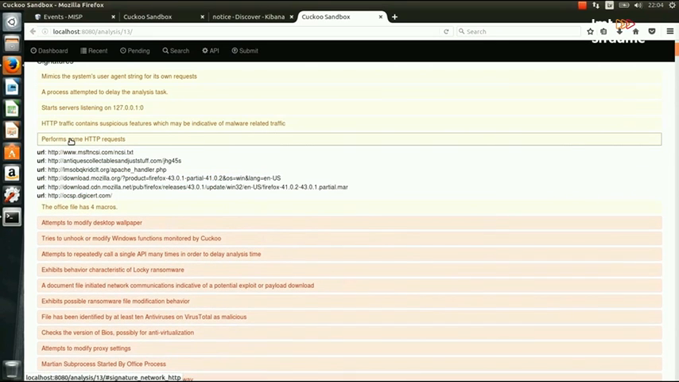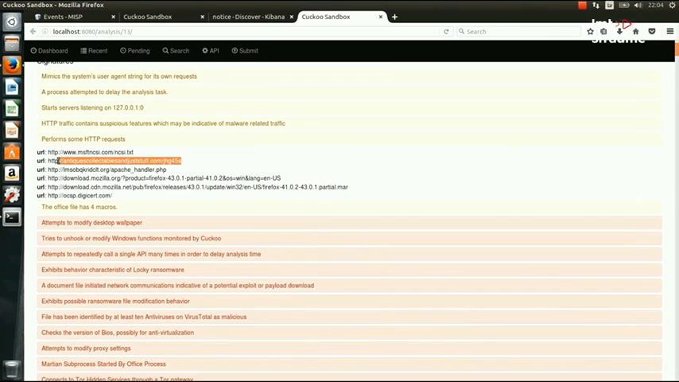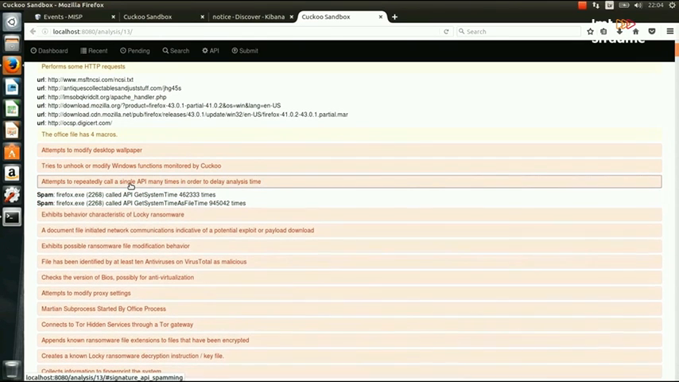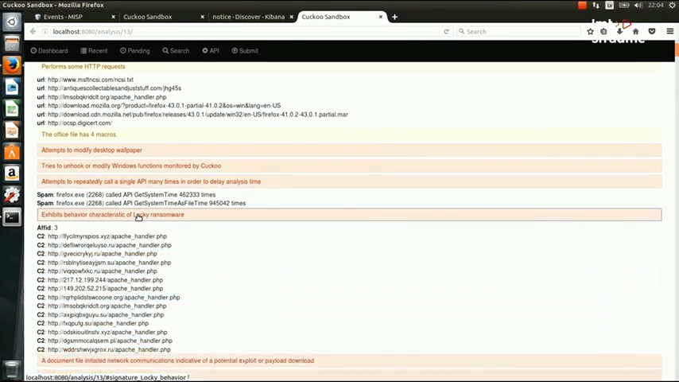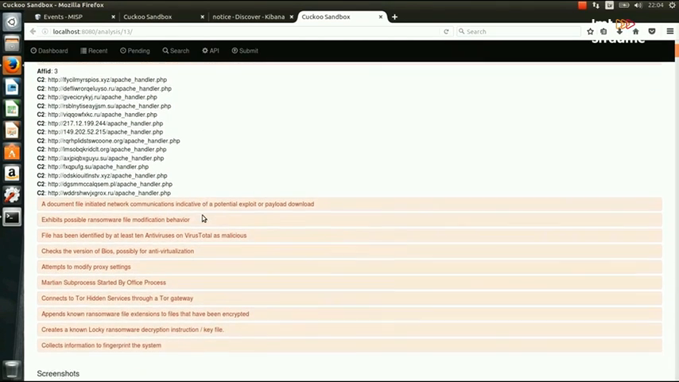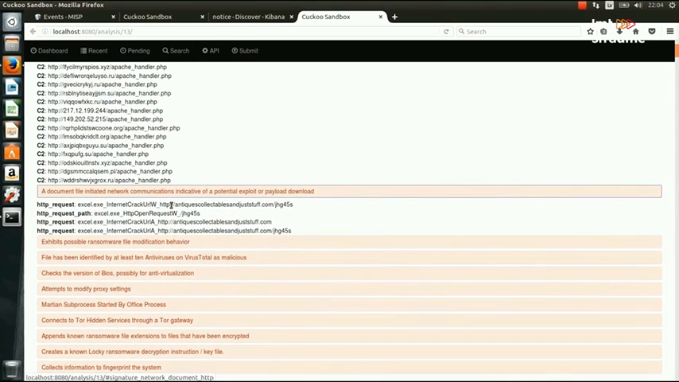And in a Cuckoo environment, you can already see that the sample, the Excel file, has been analyzed. There are some indicators of compromise on the network side, so you can immediately grab those out of this log and share or search for indicators of compromise on your network, and so on.